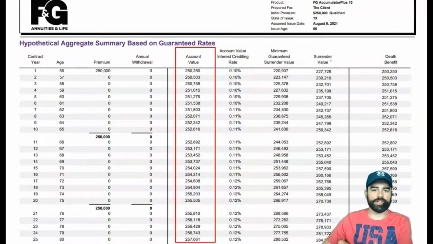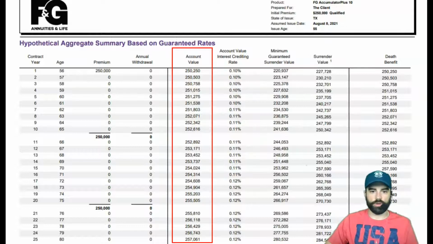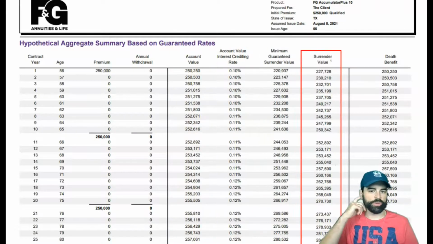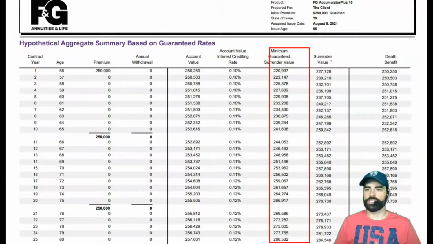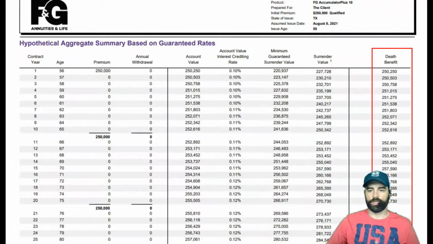Okay, we have the account value. Notice it does go up because we are making a little bit of money. We have that surrender value, and then we've got the minimum guaranteed surrender value, and then the death benefit. Okay.